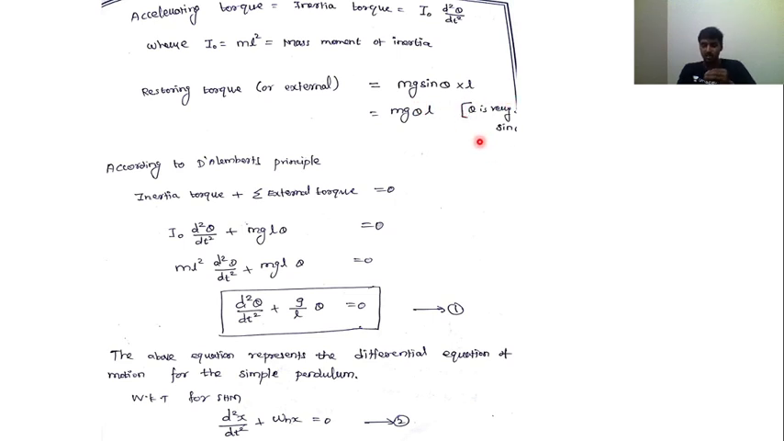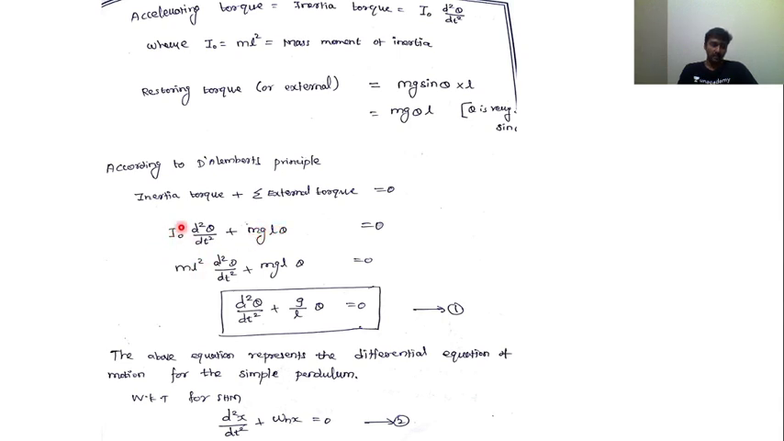Here the oscillation is very small, so sine theta is very small and we take it as theta. So it is mg theta into L. According to D'Alembert's principle, inertia torque plus all the external forces acting upon the system of bodies is equal to 0. Inertia torque is I into d square theta divided by dt square. The external force is equal to the restoring torque. How much force we give to the pendulum, that much force retrieves it to the original position. The external torque is force into perpendicular distance, that is mg L into theta.